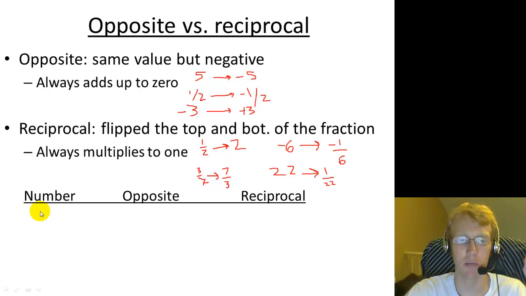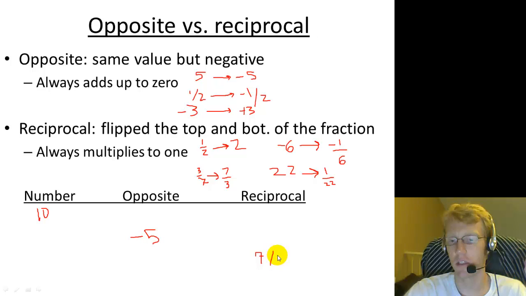So let me fill in this table with some examples. Say like a 10, negative 5, and, I don't know, 7/4. So if the number is 10, the opposite is negative 10, and the reciprocal of 10 would be 1/10.